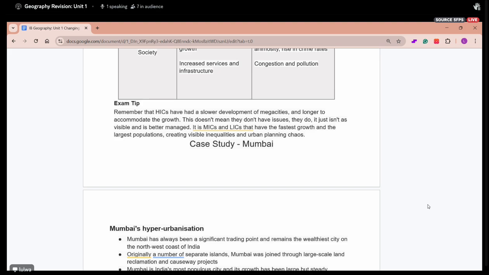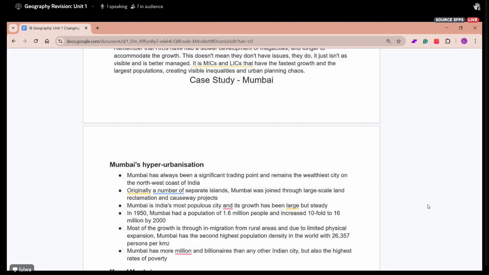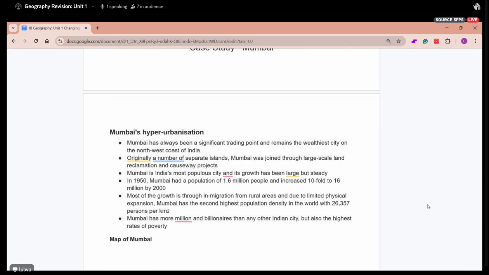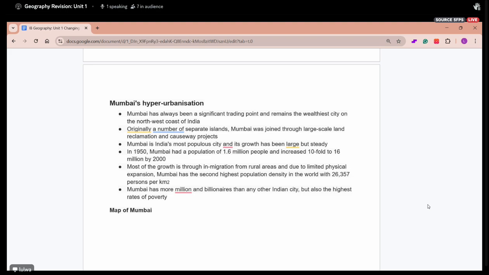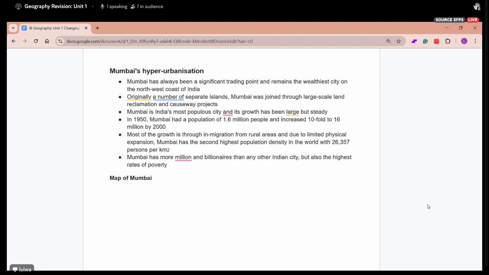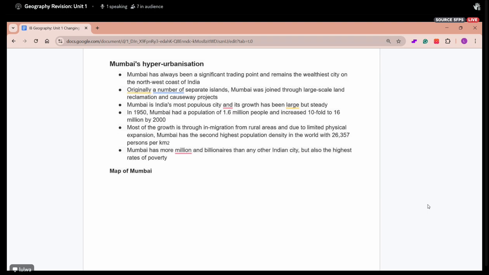So, case study time. Mumbai is a very popular case study for megacities because it's always been a significant trading point, and it is the wealthiest city on the northwest coast of India. It was originally a number of separated islands. However, Mumbai was joined through large-scale land reclamation. Mumbai is India's most populous city, and its growth has been large but steady. Most of the growth is through in-migration from rural areas due to limited physical expansion. Mumbai has more millionaires and billionaires than any other Indian city, but it also has the highest rates of poverty.